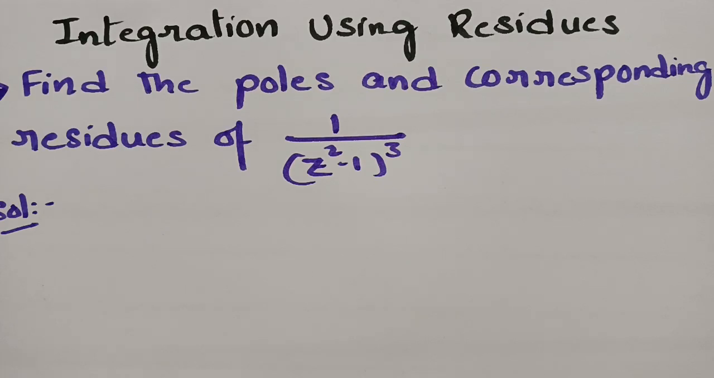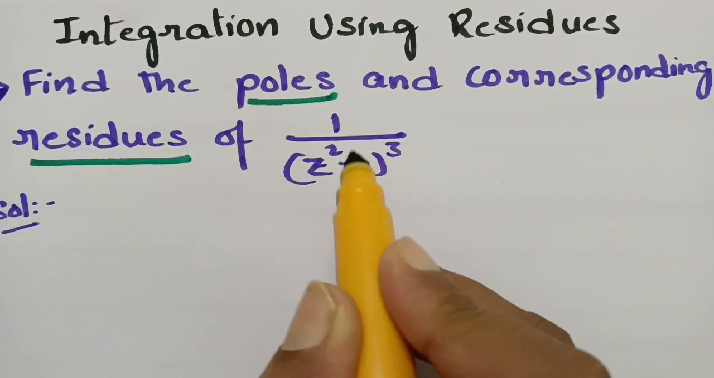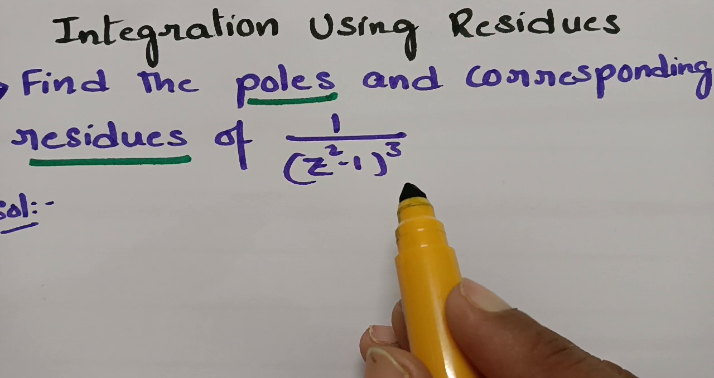Today's video is on integration using residues. In today's video, we are going to find the poles and the corresponding residues of the given function 1 by (z square minus 1) whole cube.